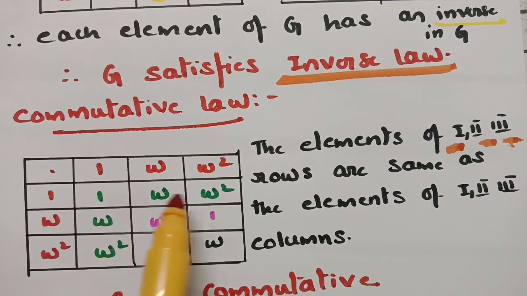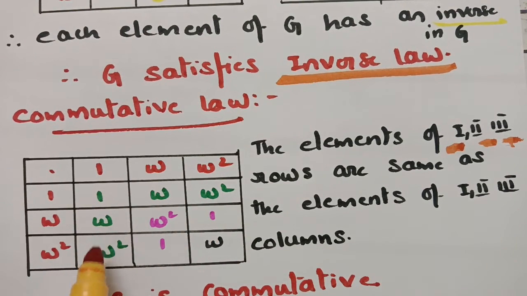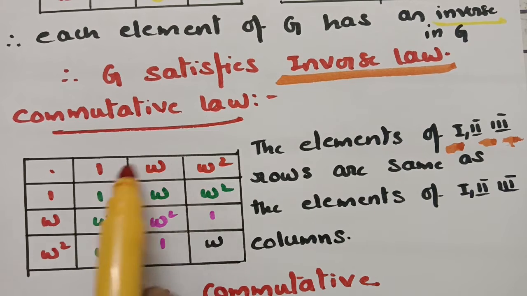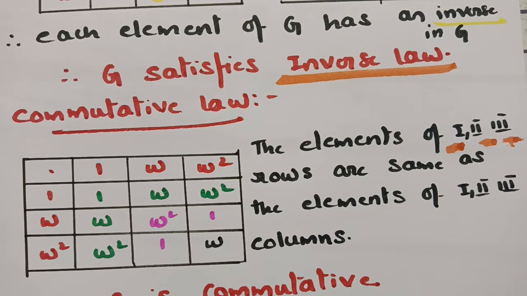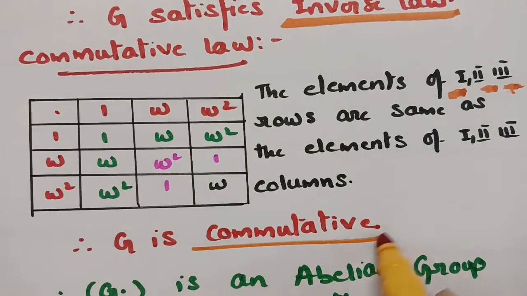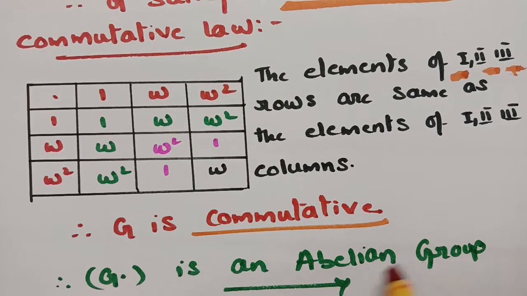See here, this is 1, omega, omega square. Here also this is 1, omega, omega square. And next, this is omega square, 1, this is also omega square, 1. So the elements in rows are equal to the elements in columns, and therefore we say that it satisfies the commutative law. A into B is equal to B into A, and therefore G is commutative, and we say that this is an abelian group.